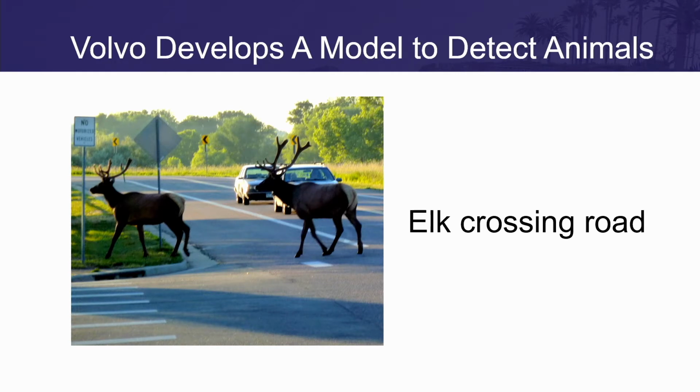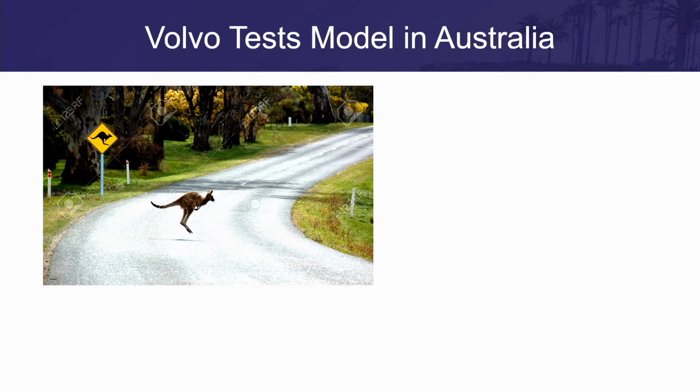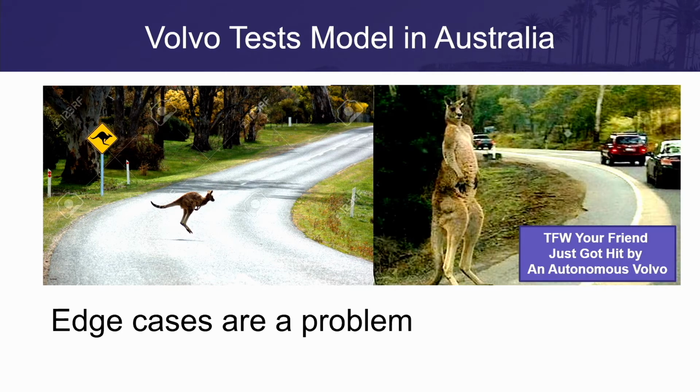So they thought they had the greatest thing going, and then they tested it in Australia. And there's one problem. A lot of animals crossing the road in Australia don't have 4 legs and don't walk. And the model ignored them. So you would be driving your autonomous Volvo in Australia, and it wouldn't go well for the kangaroos. So edge cases, different cases, the rare cases are really a problem.